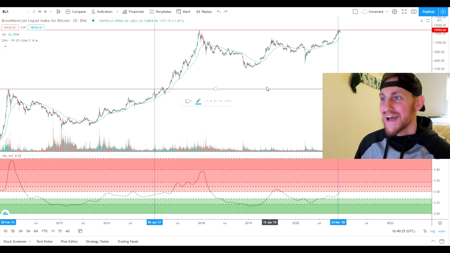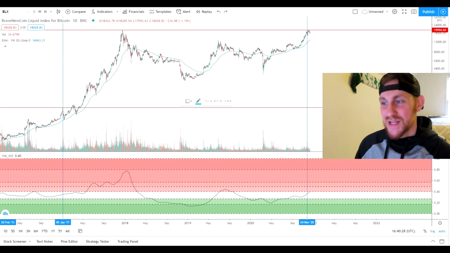Let's get rid of those ads. I don't pay for TradingView Pro, so sometimes you'll see those ads pop up.